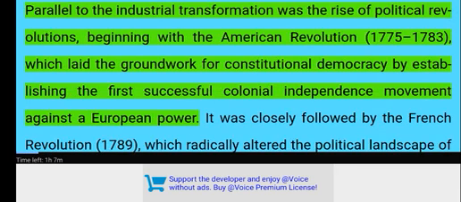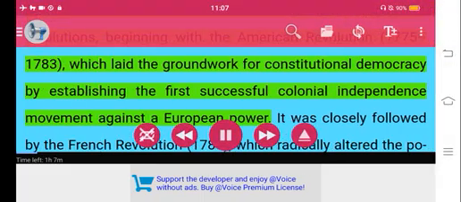Parallel to the industrial transformation was the rise of political revolutions, beginning with the American Revolution, 1775-1783, which laid the groundwork for constitutional democracy by establishing the first successful colonial independence movement against a European power.